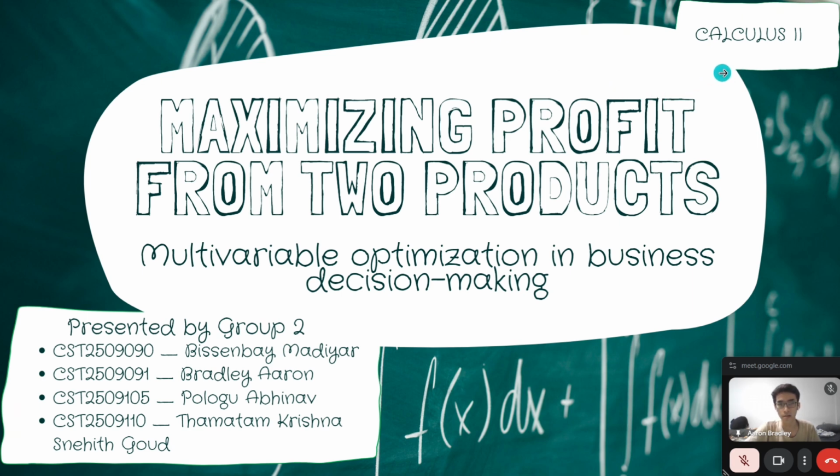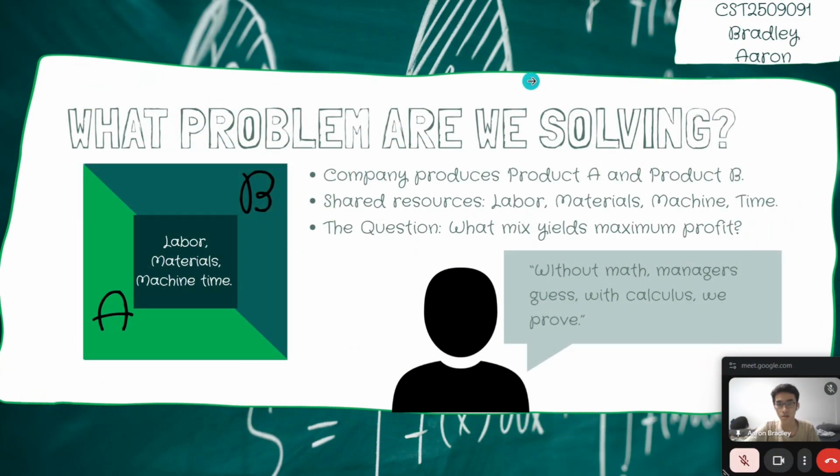Knowing this problem, let's set the scene, shall we? So let's say a company produces product A and product B. Here's the catch. They both share the exact limited resources: labor, materials, and machine time. If we use more labor to produce product A, product B might not have enough. If we put more materials into producing product B, product A might not have enough materials. The manager's job here is to find the perfect balance.